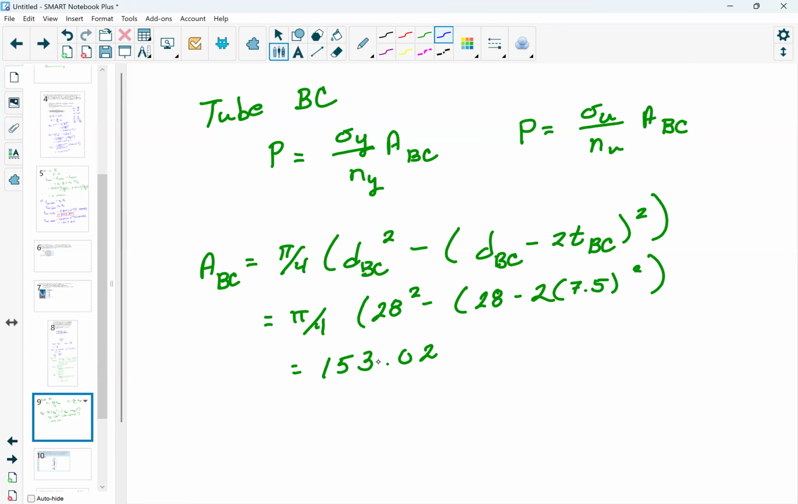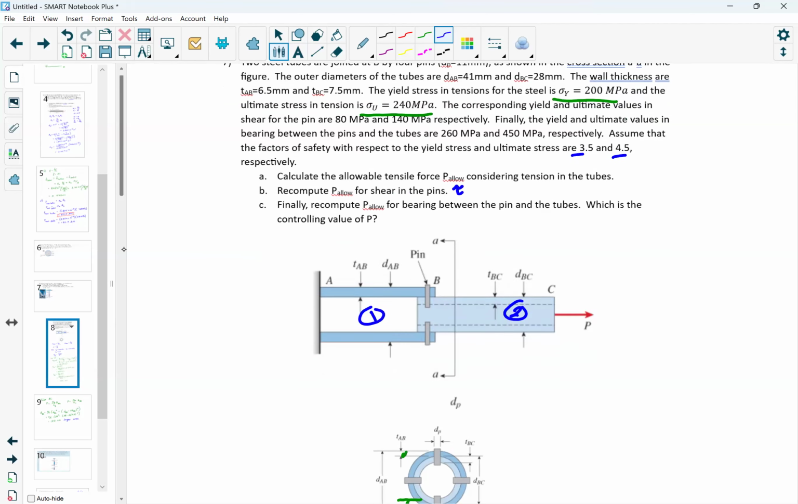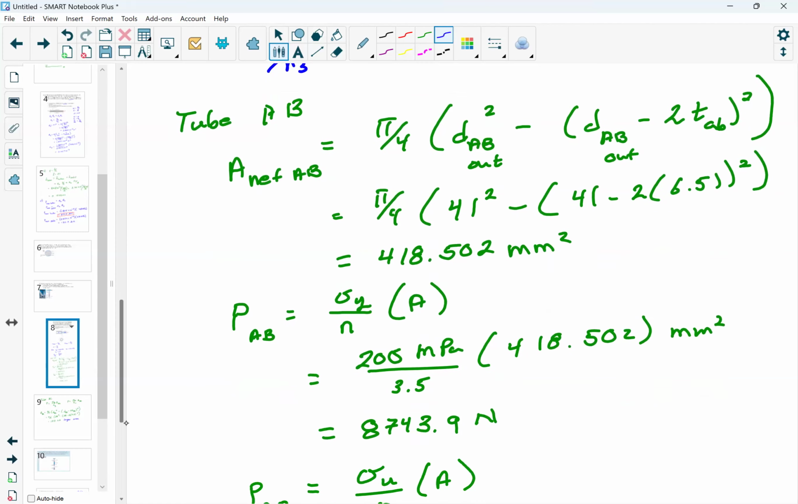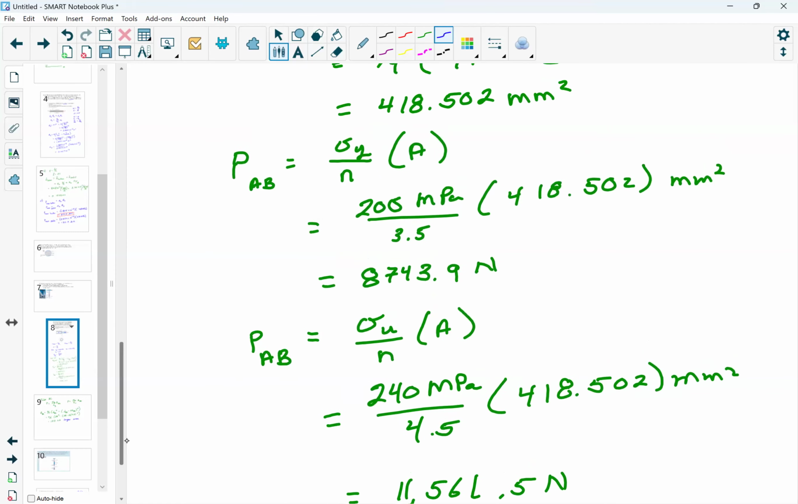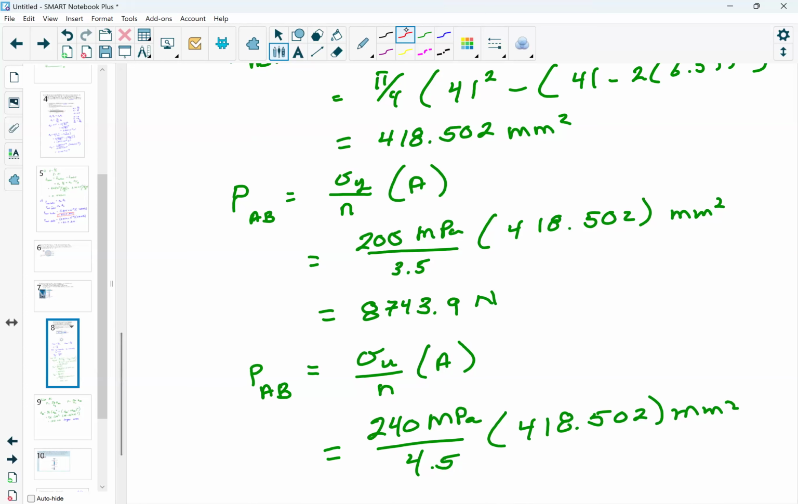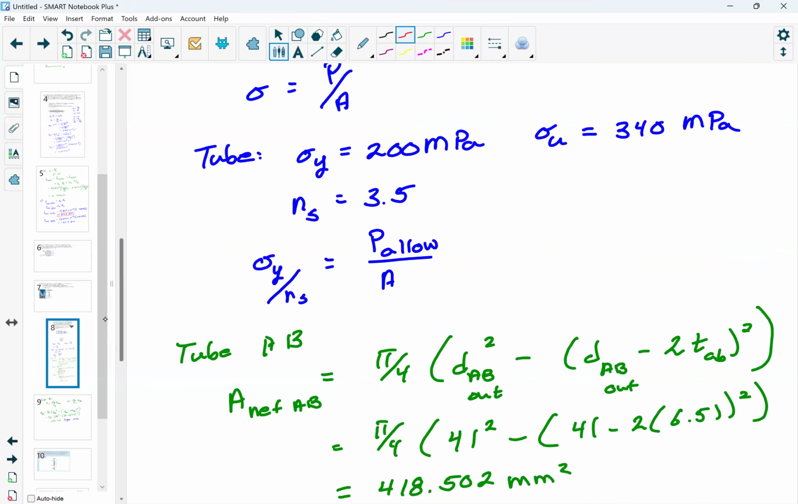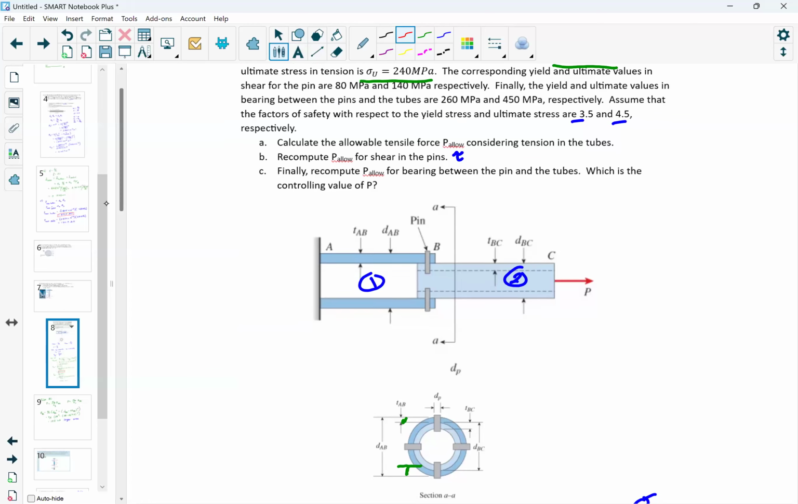bigger P, right? Because this is a larger area. And in order for us to figure out what's allowed, we need to look at which one is the smallest. So the smallest on this one is going to then be this here. So that was part A.